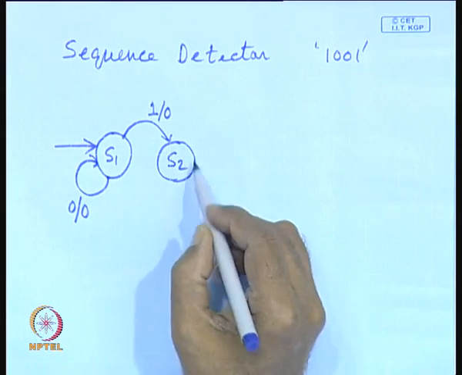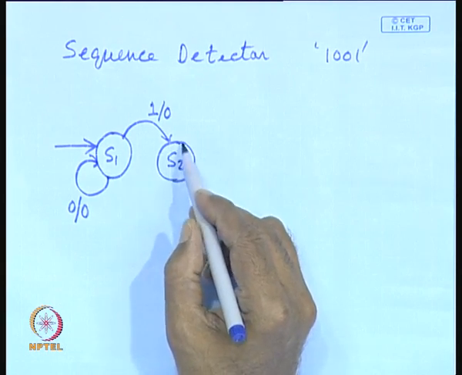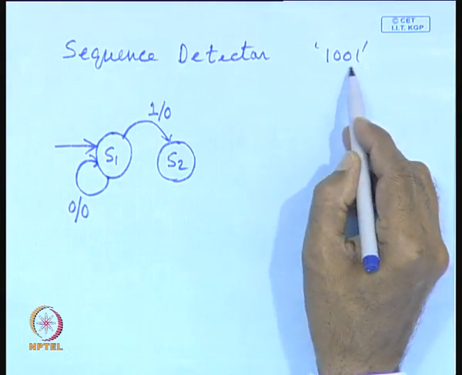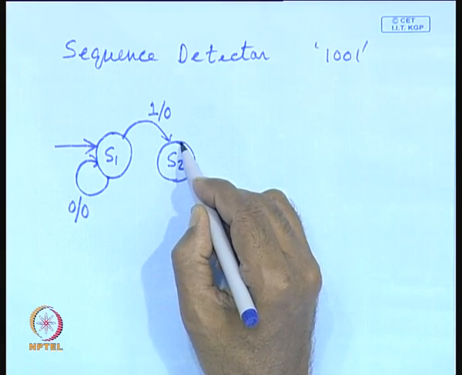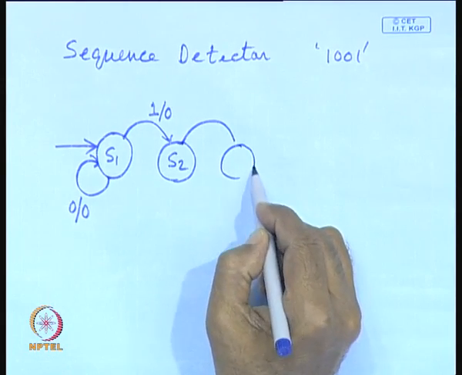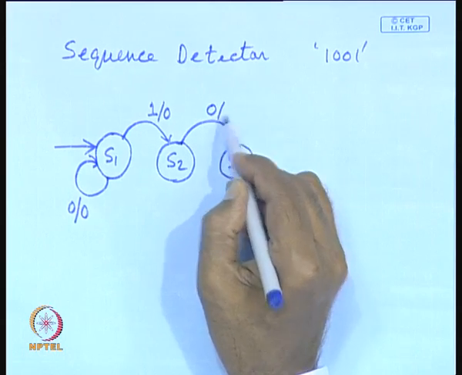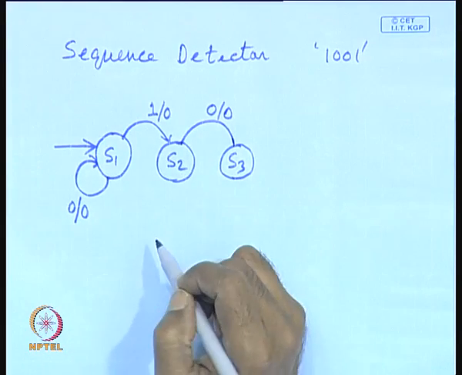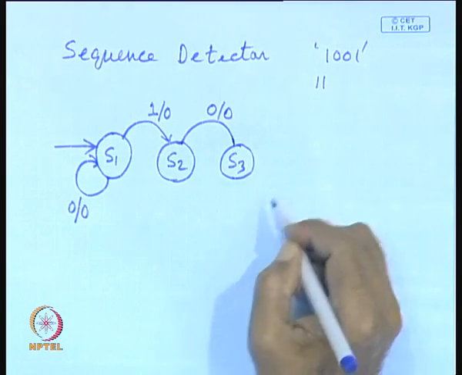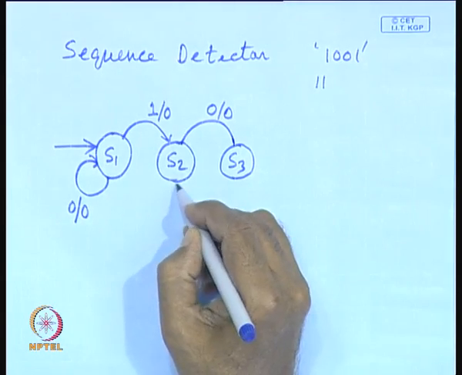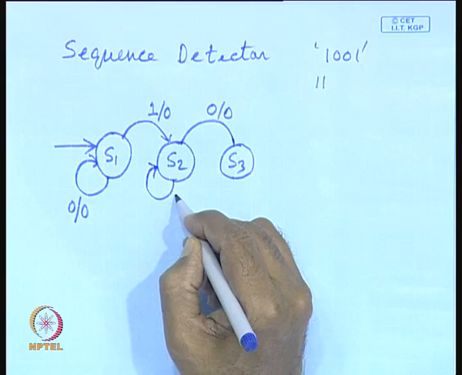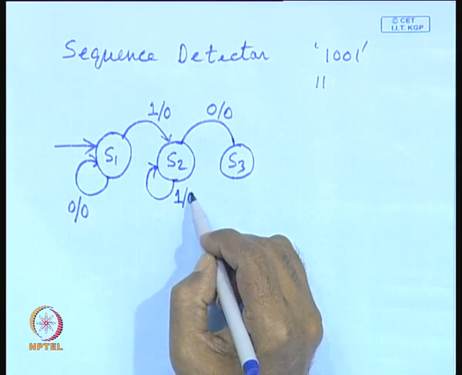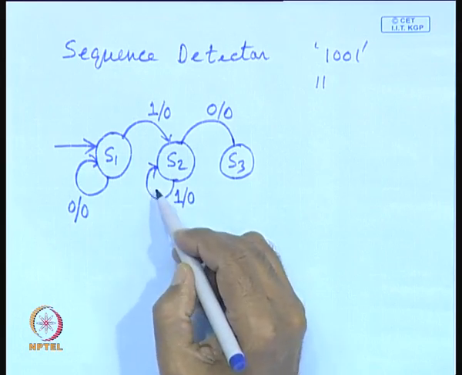Now, again there are 2 inputs that can come whenever the machine is in state S2. If a 0 comes, it is in the proper direction, so it will go to another state, S3, with 0 by 0. Now, if another 1 comes, that means the input is 1 1, then it may be the beginning of another sequence. So, in such a case it has to remain in this state. It will circulate here as long as 1 continues to come, but it will keep on producing 0.